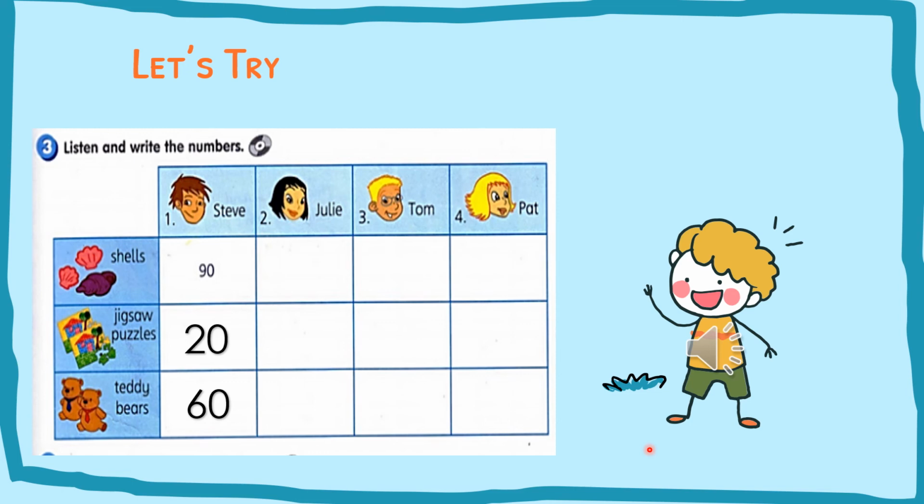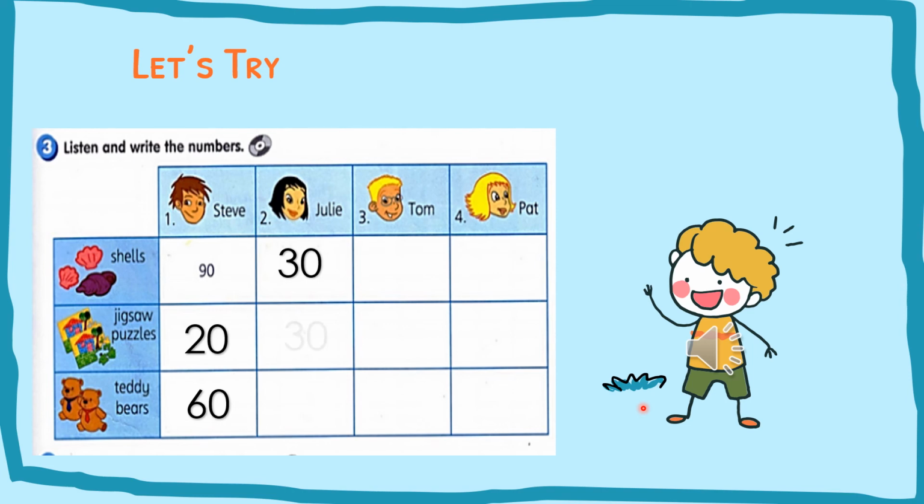2. How many shells has Julie got? Let me see. Julie has got 30 shells. Has she got jigsaw puzzles? Yes, she has. She has got 30 jigsaw puzzles too. What about teddy bears? She has got 40 teddy bears.